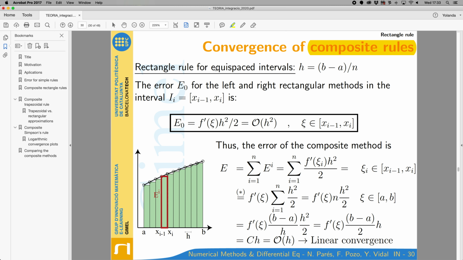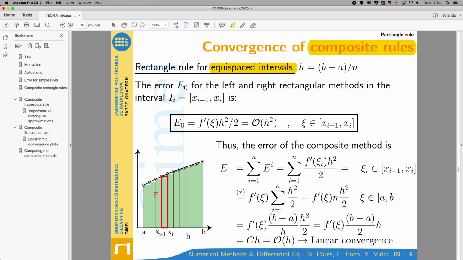Now, we know from the previous lecture the error from the simple rule method that will be committed in one of these intervals, because in each interval I'm using the simple rule method, looks like this. The point here is that if I'm concentrated on interval i, then this psi value lies in this interval, x i minus 1, x i.